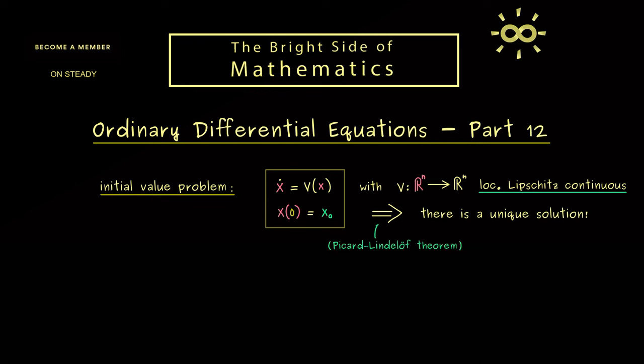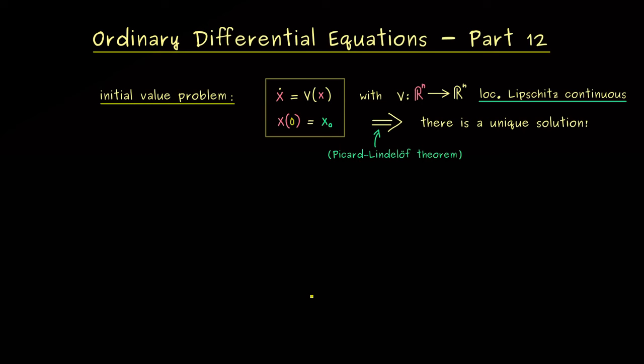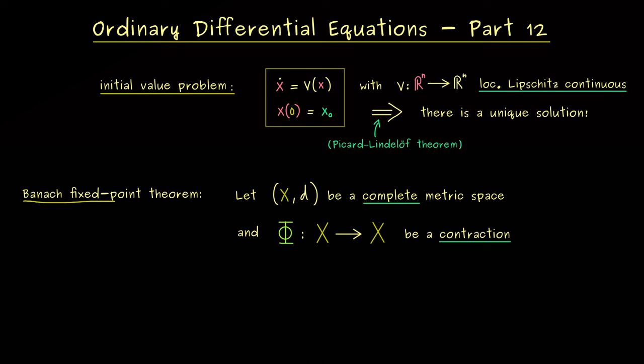However, please note that the uniqueness we have already proven in a former video, so here we only have to talk about the existence of a solution. And exactly this we can prove by using the so-called Banach fixed point theorem. This one we have discussed in the last video, so let's simply recall that we need a complete metric space here and a so-called contraction. And then we can conclude that this map phi has a fixed point in the metric space X. And exactly this should give us the existence of a solution for our ordinary differential equation.